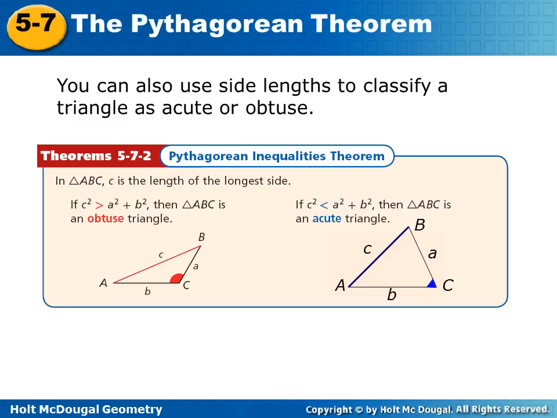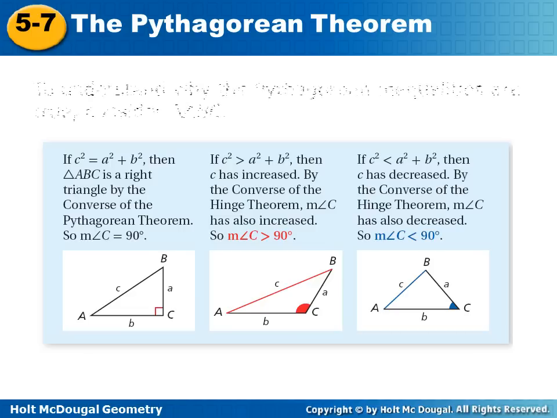You can also use side lengths to classify a triangle as acute or obtuse. If a squared plus b squared is less than c squared, it's an obtuse triangle. And if a squared plus b squared is greater than c squared, then it's an acute triangle. So these are called Pythagorean inequalities.